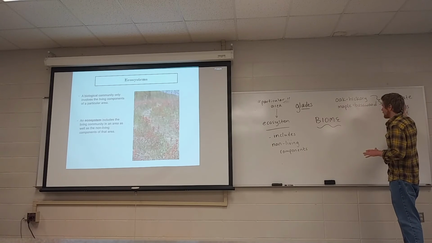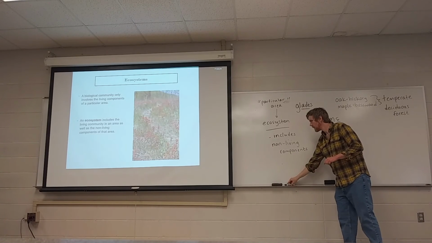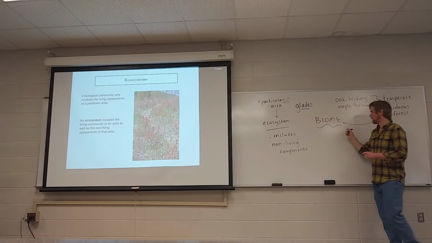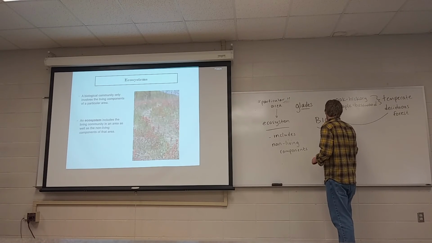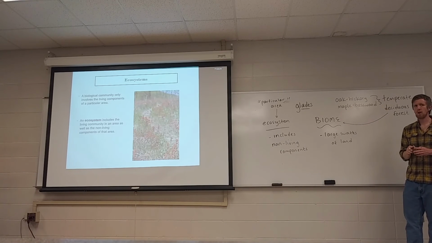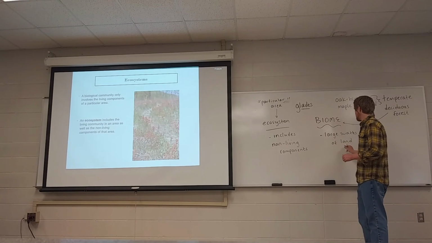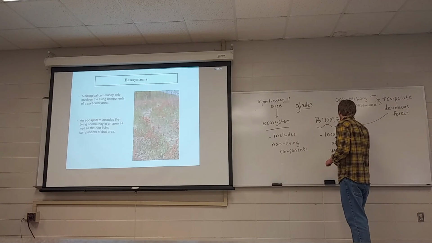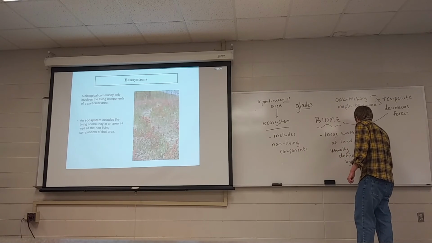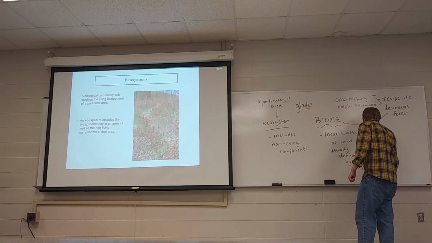is temperate deciduous forest. That is going to be what's called a biome. Biome consists of large swaths of land. In this case, the entire eastern United States. Much of Europe also is this same biome. Large swaths of land, usually defined by dominant vegetation. And that is the case for the temperate deciduous forest.